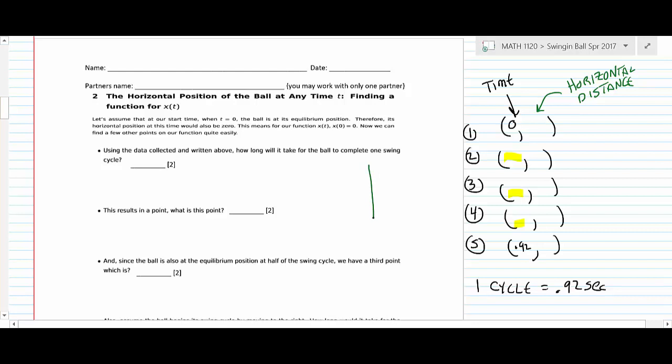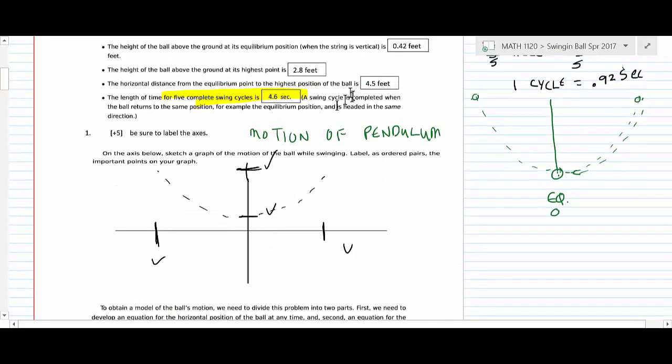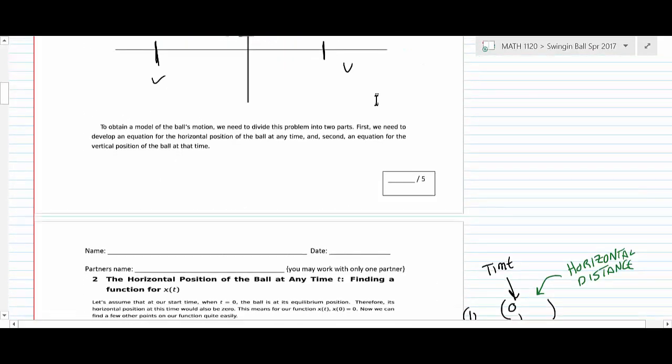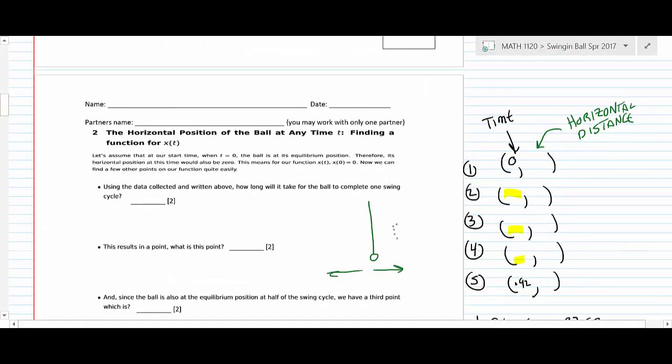So I'm going to draw a pendulum one more time. I'm going to do the first 2 points, but that's all I'm going to do. What you're doing is you're measuring how far it is this way. If you read the problem, it says that the horizontal distance from equilibrium to highest point is 4.5. So for this first point, its horizontal distance is 0, right? Because it hasn't moved yet. I'm talking about the distance in the x direction.